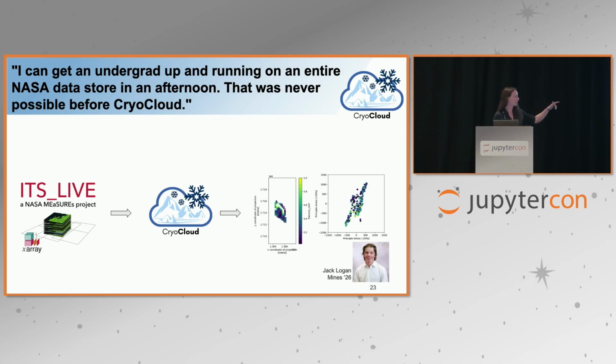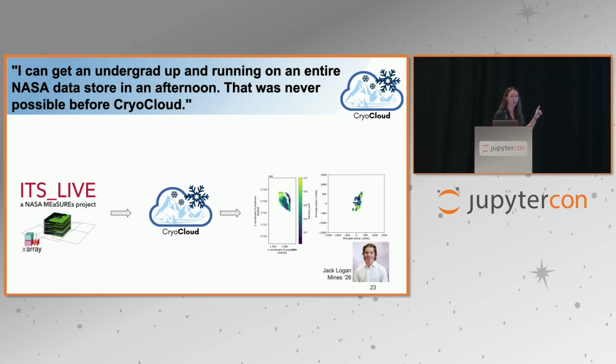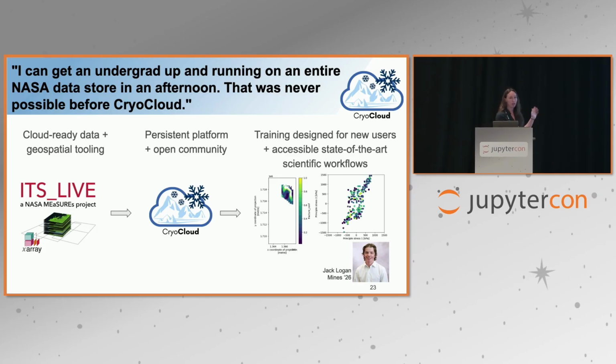Jack Logan is the undergraduate there on the right. He's an undergrad at Colorado School of Mines, and he works on ITS_LIVE glacier velocity data. He was able to do this because the data is cloud ready, there's geospatial tooling to work on it, he had a persistent platform to join, and an open community that shared training that is accessible to him as a new user, and that's state of the art. So it's bringing beginners to the state of the art really quickly, getting that expert knowledge to beginners so that they aren't having to reinvent the wheel and replicate things.